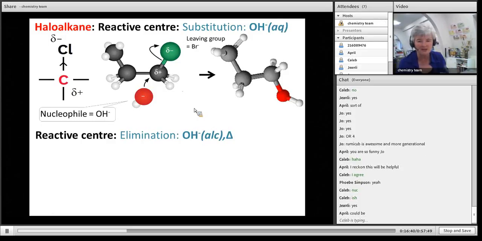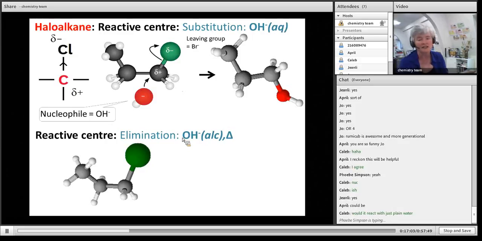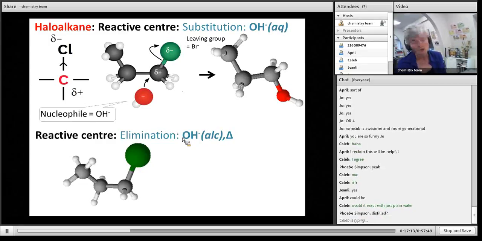Because if it's a basic solution, the H2O can swap and become an OH and so on. Now, if I have an alcoholic, no, it wouldn't react with plain water because water is not a strong enough nucleophile. But if I add lots of base to the water, this water molecule can become OH, and that OH now becomes water, and so on. Distilled water also wouldn't react. It's just not a strong enough nucleophile.